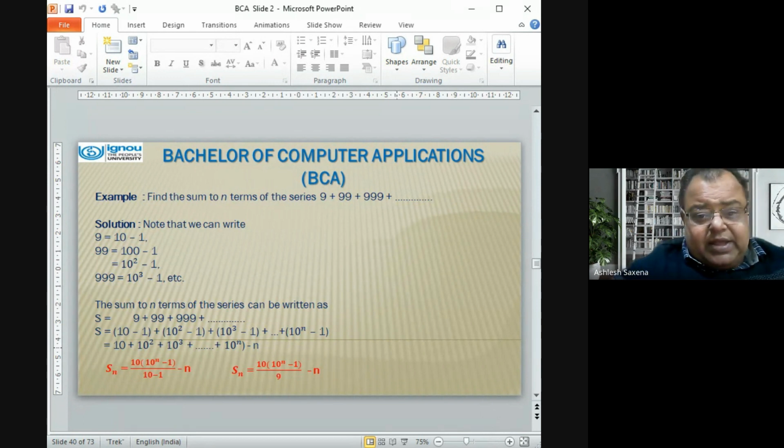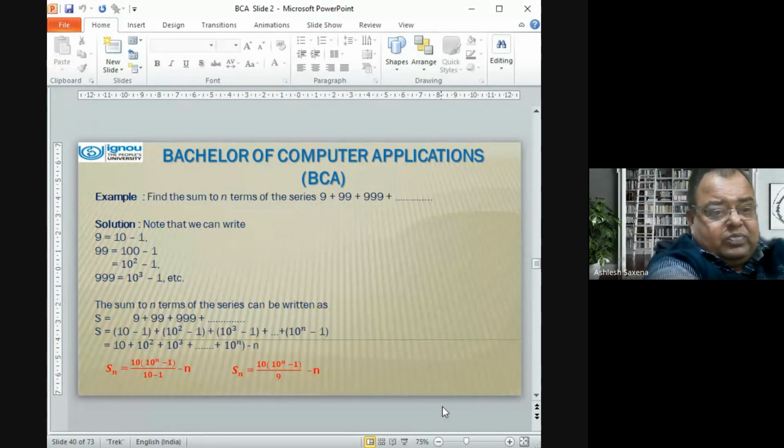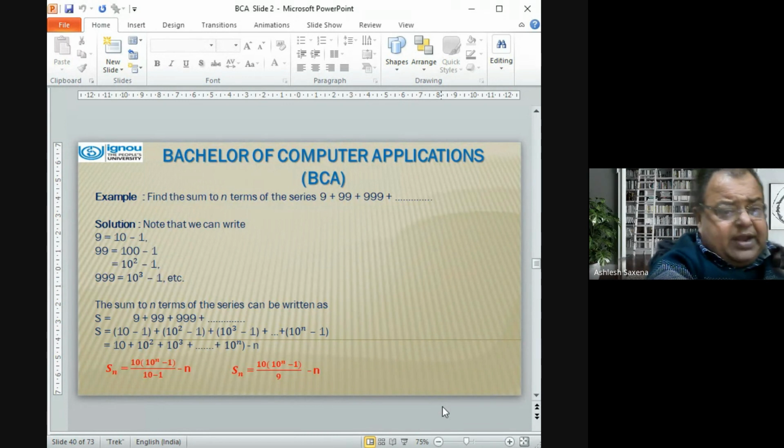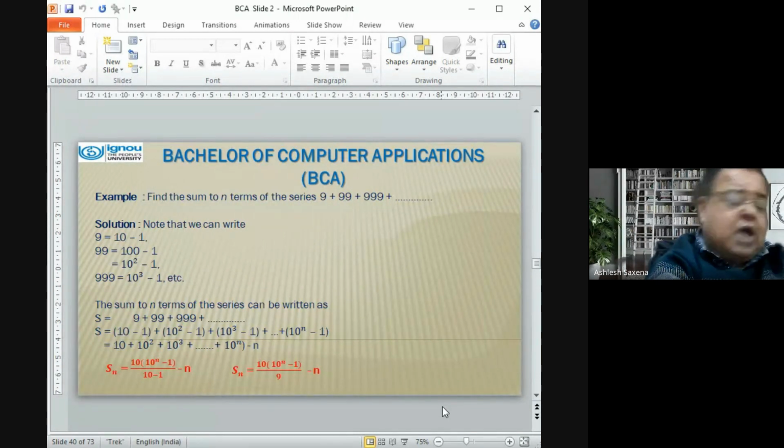Secondly, when you are dividing 99 by 9, you get 11. But when you are dividing 999 by 99, you are not going to get 11. That means this is the answer justification that this is neither an AP nor a GP. Now what will I do? I will convert this 999 in such a form that it is converted into either a GP or an AP. In most cases, it is converted into GP. Now the question arises how?